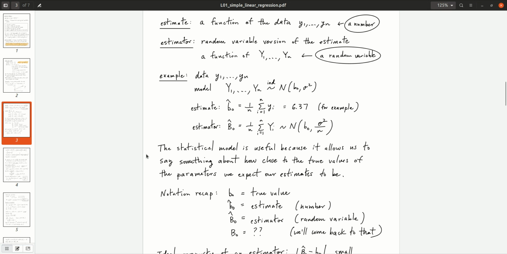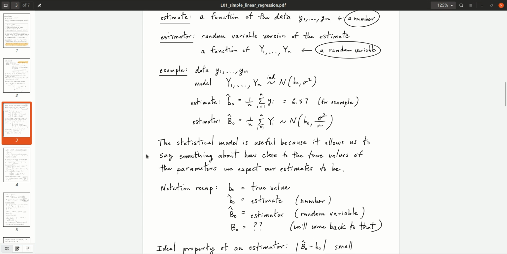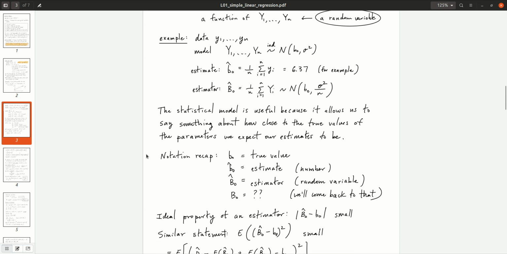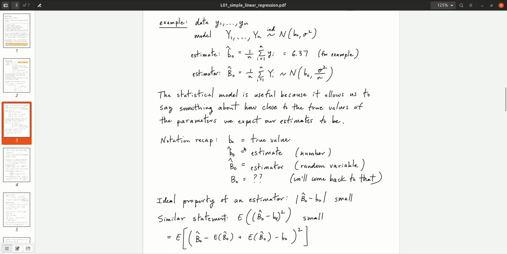All right, so the statistical model is useful to us because it allows us to say something about how close to the true value of the parameters we expect our estimates to be. So what do I mean by that? Let's just recap our notation here. So in this example here, the true value is b0. So we can think of that as a number, but we don't know what the number is. This b0 hat is our estimate of b0.